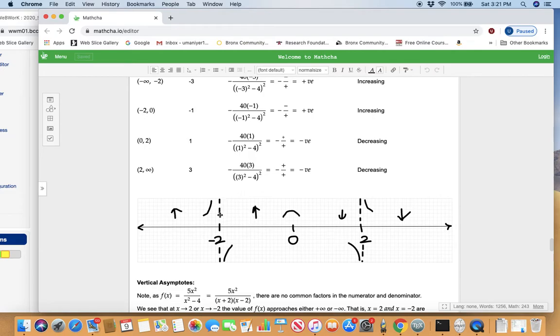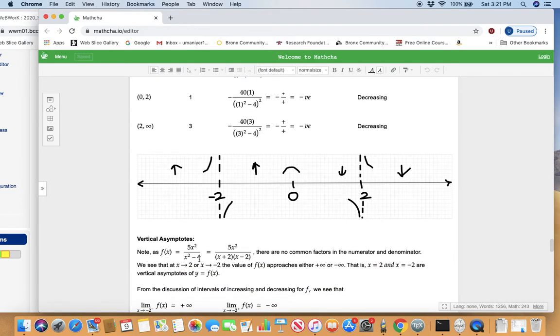Now these are vertical asymptotes because they were in the denominator. You see, negative 2 and 2 were zeros of the denominator for this particular function. Okay. If you see the denominator, it factors. Correct? And none of these factors cancel with anything above. That is, these factors continue to survive in the denominator even after simplification. In other words, they contribute to vertical asymptotes.